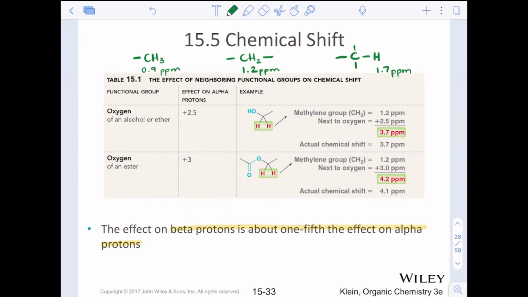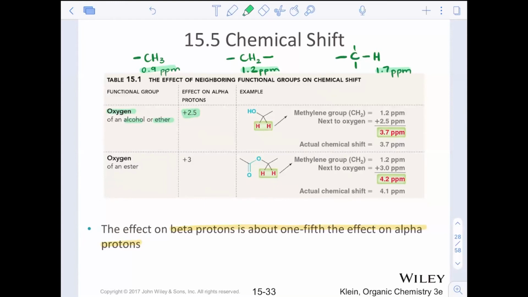Looking at this table, 15.1, what's really important to understand is that other atoms such as oxygens, chlorines, fluorines, things like that, are going to be shifting these even further. So these are what I want to call our base shift, our baseline chemical shift. And then neighboring functional groups will have an effect on this baseline. And so if that is an oxygen from an alcohol or an ether, what we see is the effect on those protons is plus 2.5 ppm.